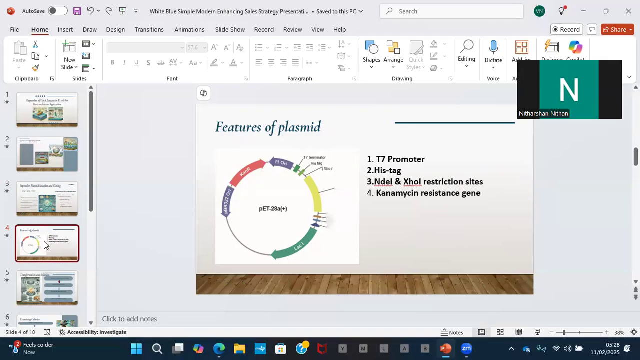This is the plasmid map for pET28a plus CotA, showing the key features such as the T7 promoter for high expression, His-tag for easy purification, NdeI and XhoI restriction sites used for cloning, and kanamycin resistance gene for selection.